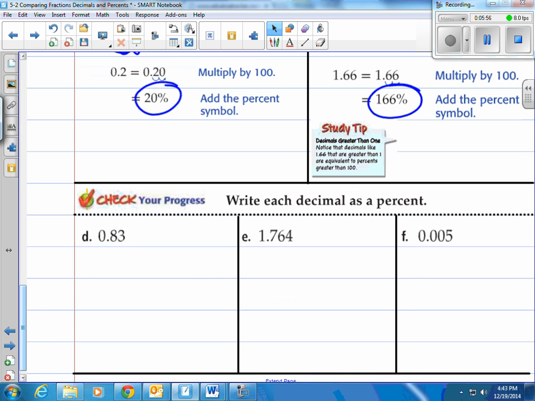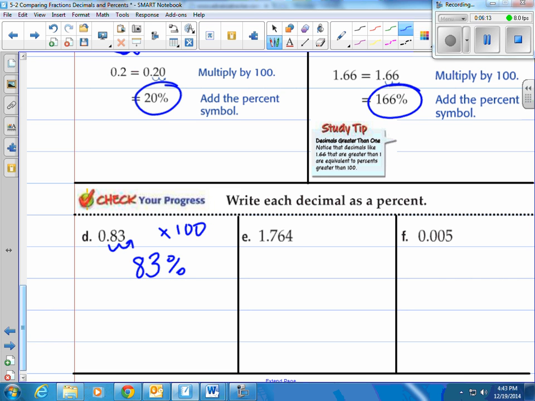How about you try this one? Write each decimal as a percent. Come on back, see how you do. All right, simple. 0.833. We're going to multiply this by 100 and add a percent symbol. When you do that, move over 2 spots. You end up with 83.3, and then you add the percent symbol.